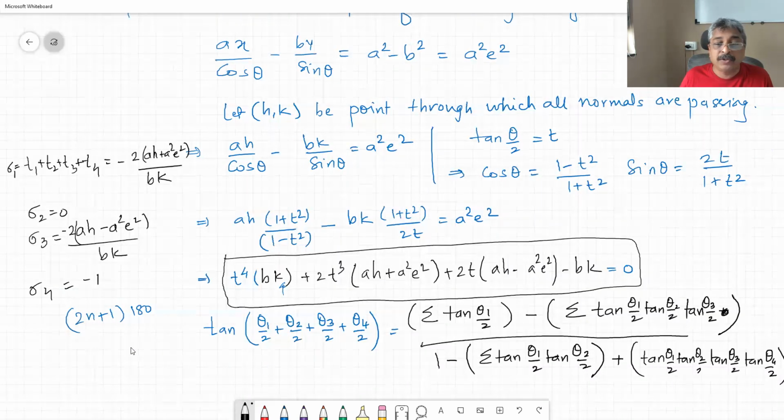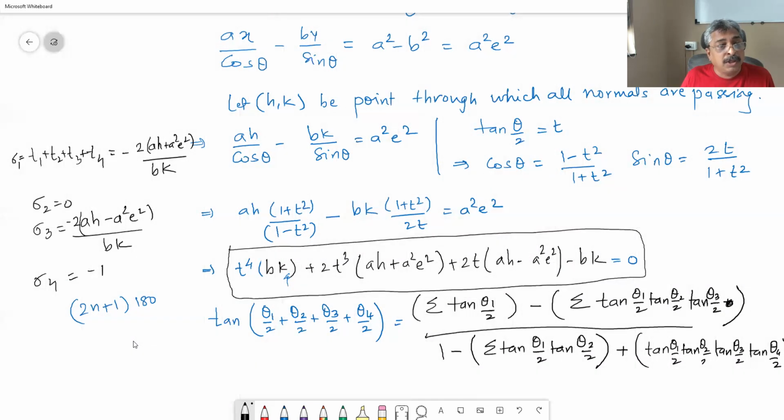So the numerator is sigma T1 plus T2, where T is tan theta by 2. Is this sigma 1, the first bracket? Why have I written it as S1?